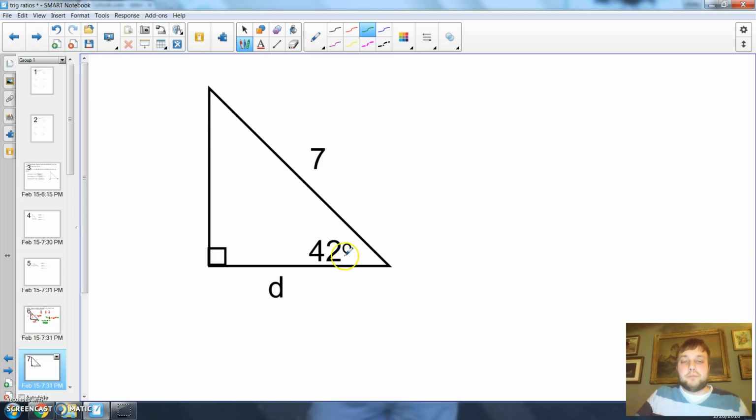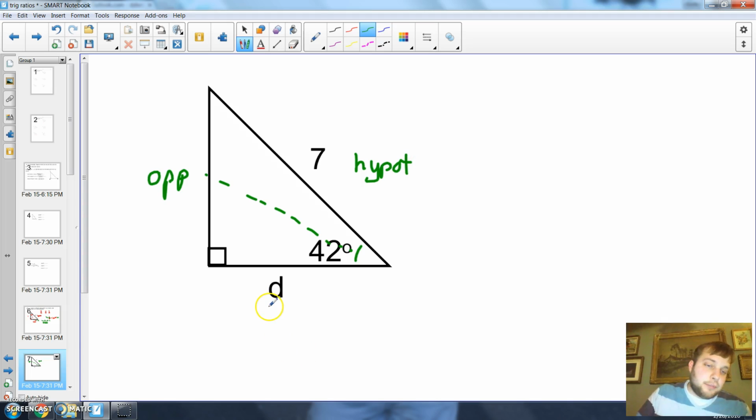All right, next one. Here's my angle, so I'm going to label all the sides. This is my opposite. I don't know anything about my opposite. This is my hypotenuse. I hope you guys are labeling these as well. And this is my adjacent. So I've got stuff about the adjacent and hypotenuse.